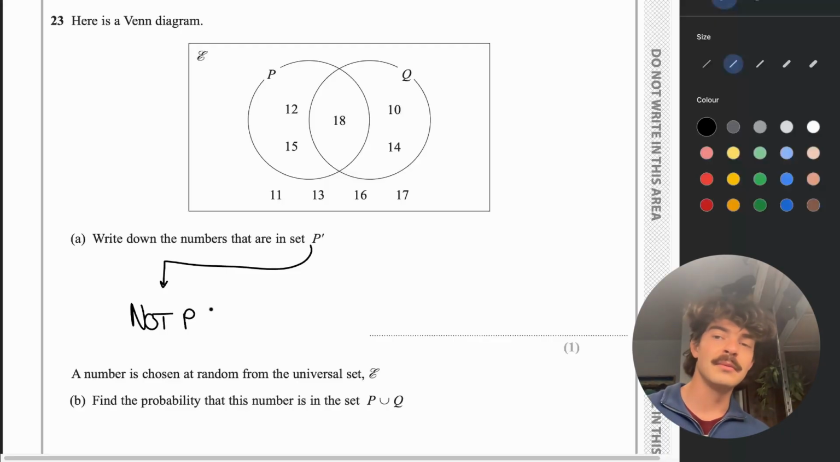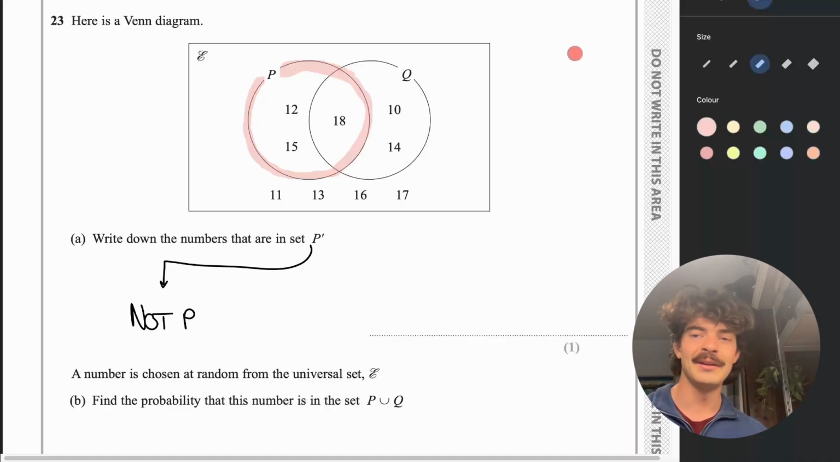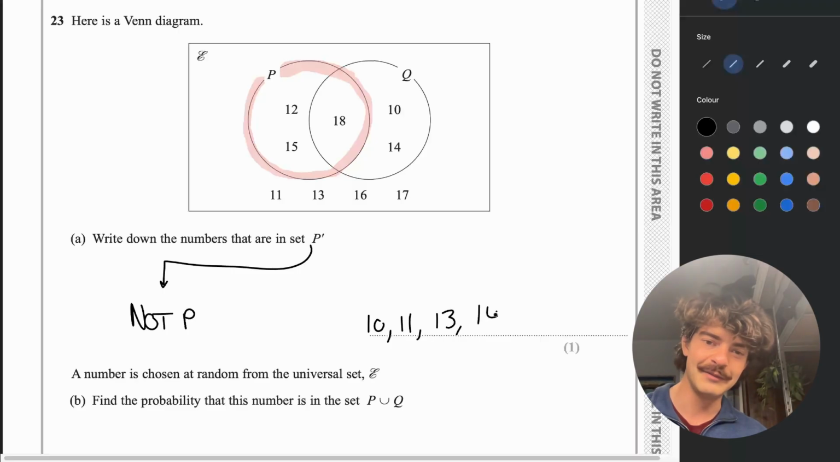Okay, so my advice for these questions is to go, well, what is in P? Well, there's P, that whole circle, even the middle bit, that's also P. So everything that's not in P is everything that remains. So that's going to be 10, 11, 13, 14, 16, and 17.